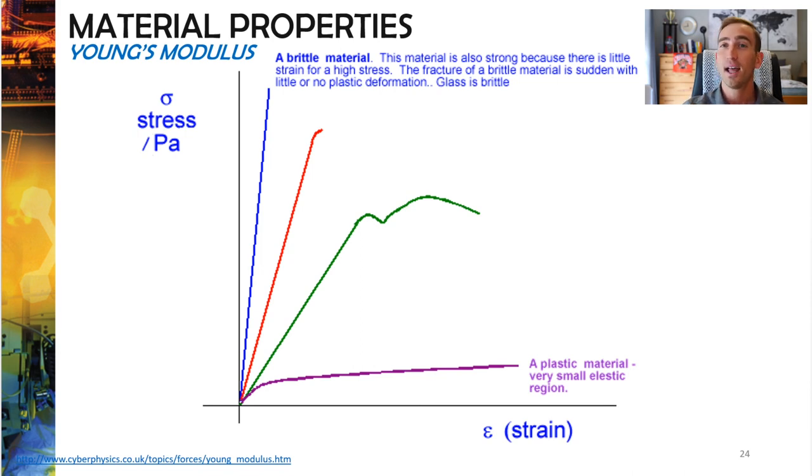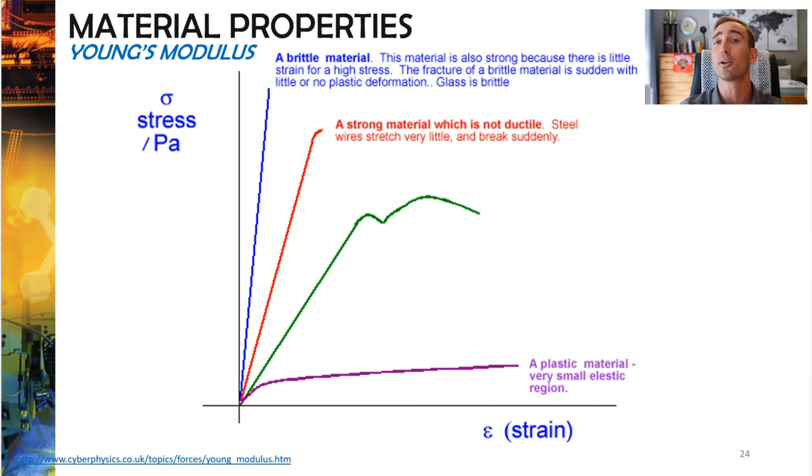Now, if we look at the red and the green graphs, that's a little bit interesting. The red graph, as you can see, is a little bit stretchier of a material, but the Young's modulus is still quite high. That would be an example of a strong material which is not ductile, and a good example of that is something like metal.